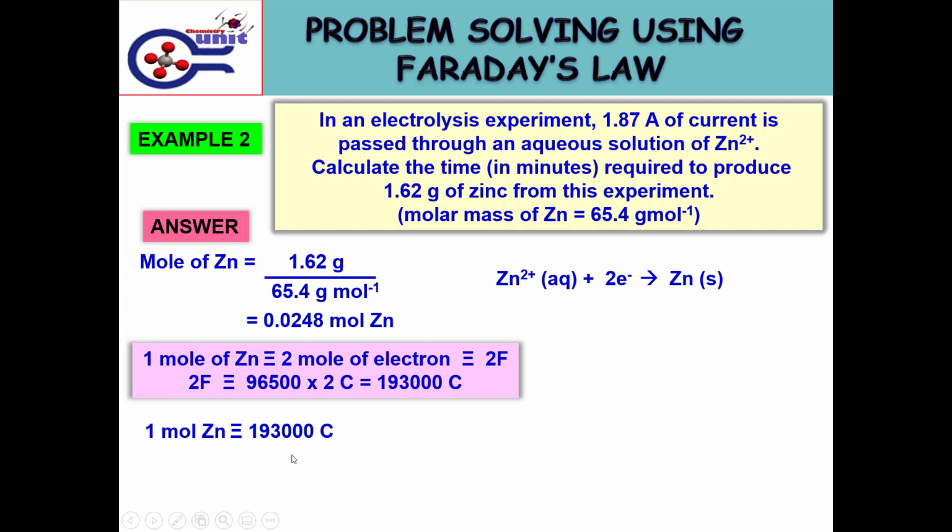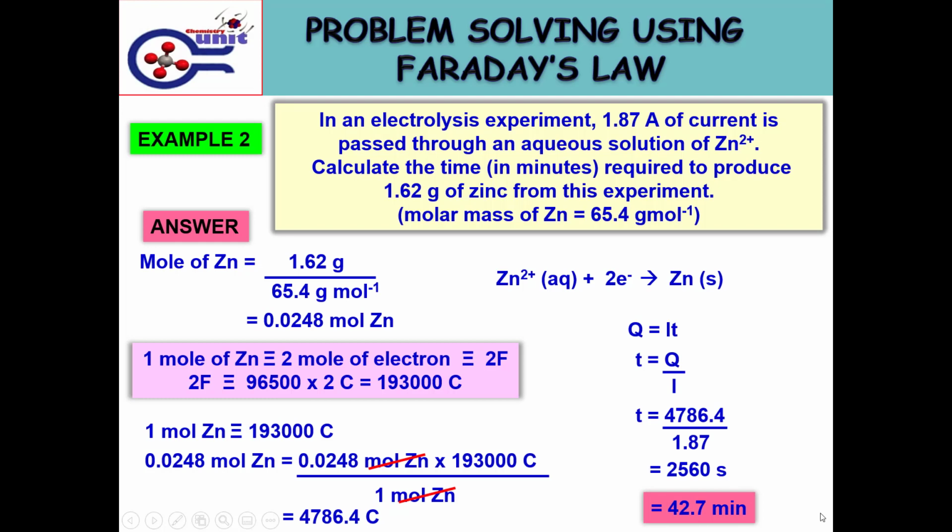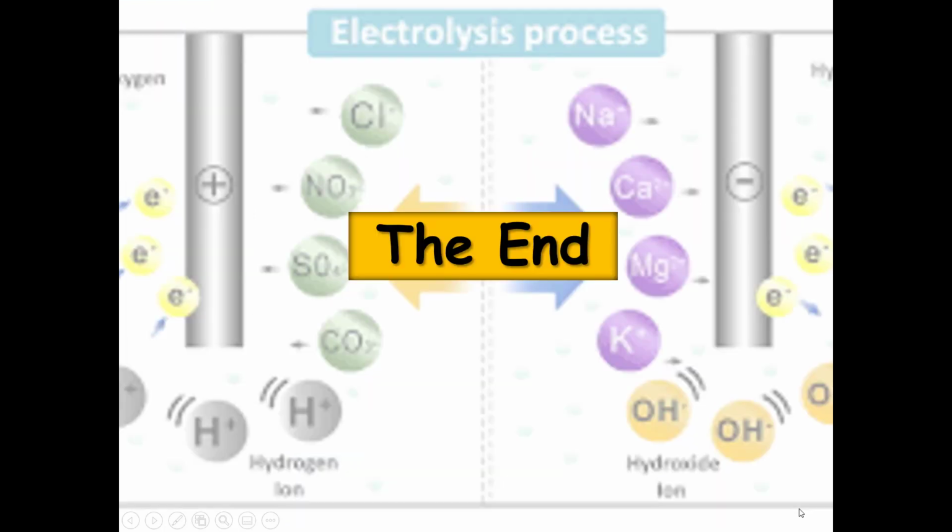We do the stoichiometric comparison to calculate the quantity of charge needed for 0.0248 mole of zinc. From this calculation, we know that 4786.4 coulombs are required. Substitute the value of the quantity of charge into the formula Q = It. So, time taken t is equal to Q over I. The time taken in the formula Q = It is in seconds, so you need to convert the time from seconds to minutes as required in the question. So, we will have the final answer of 42.7 minutes. That's all for this chapter.